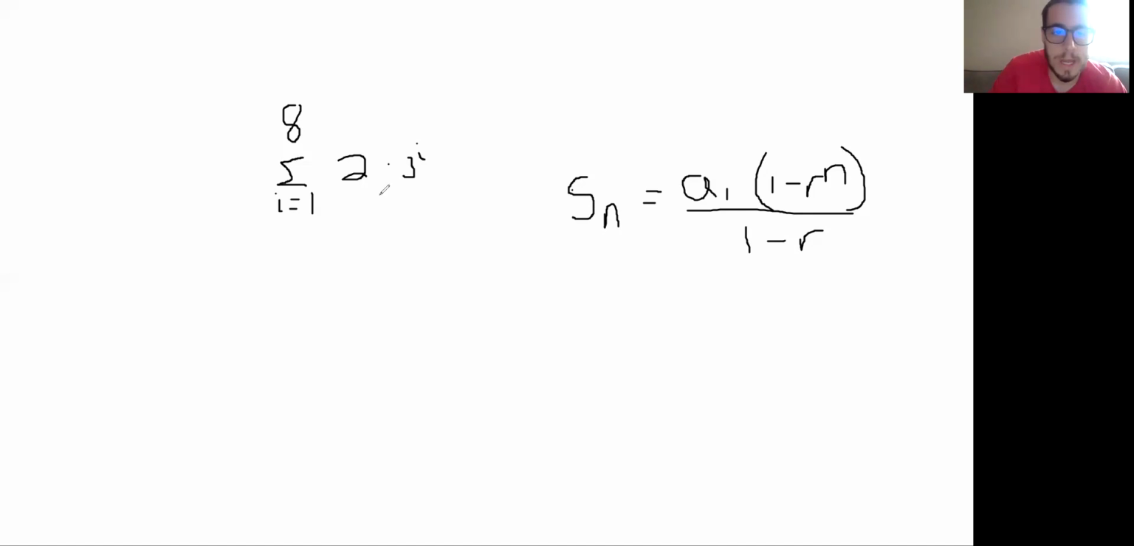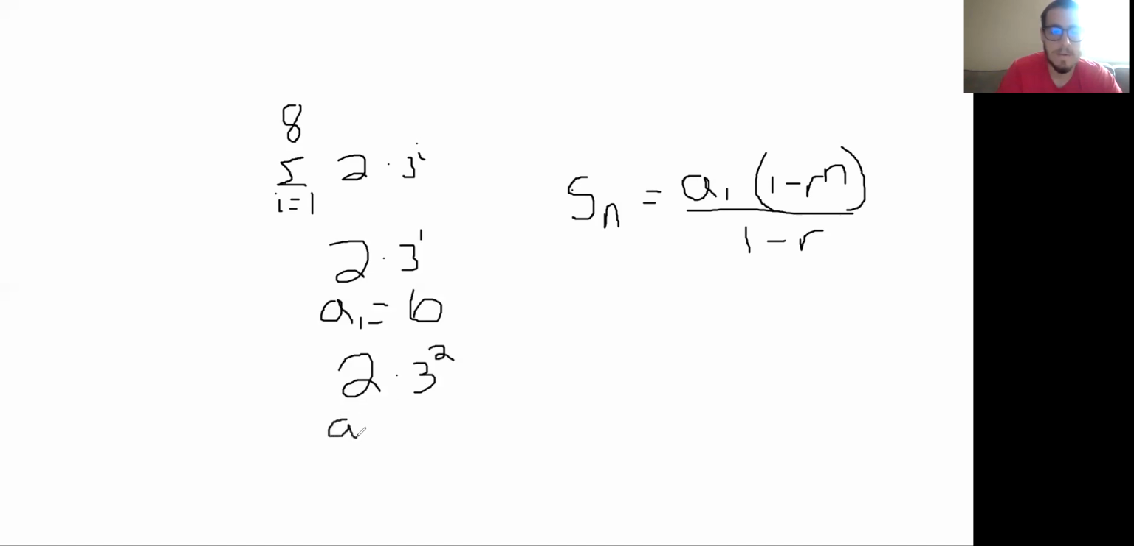We get a1 by plugging in 1. So it's 2 times 3 to the 1. 3 to the 1 is 3, times 2 is 6. So that's our first term. To find our second term, which will just confirm what r is for us, we would just plug in i as 2, right? So 2 times 3 squared, and that would give us a2, which would be 3 squared is 9, and 9 times 2 is 18.